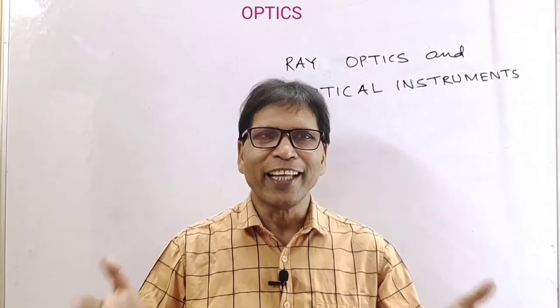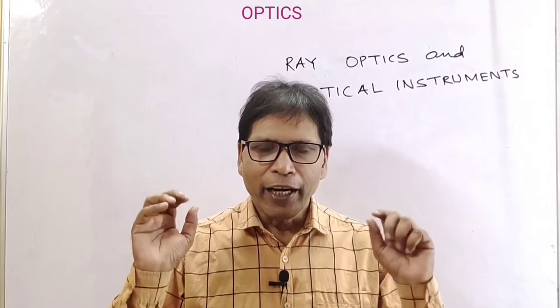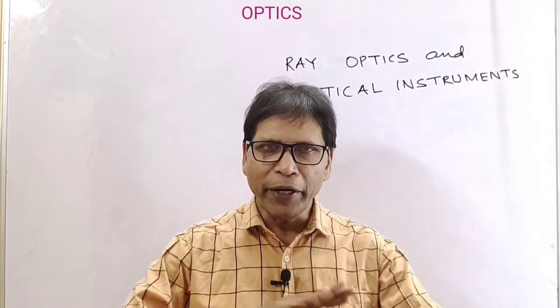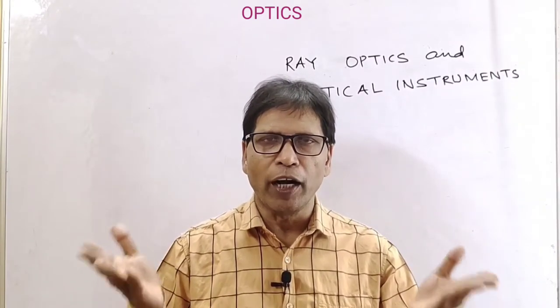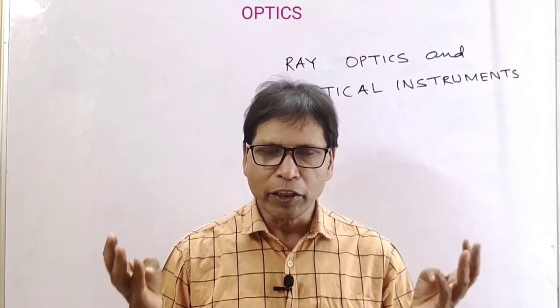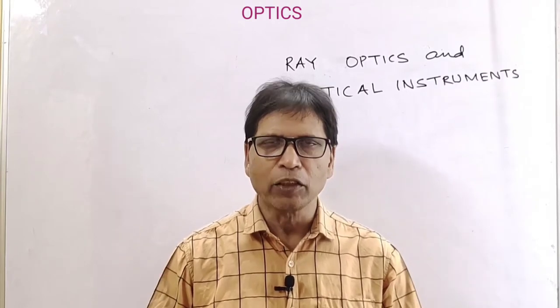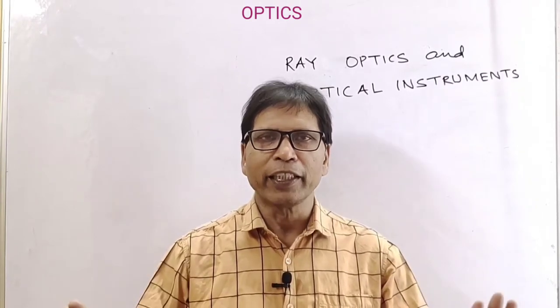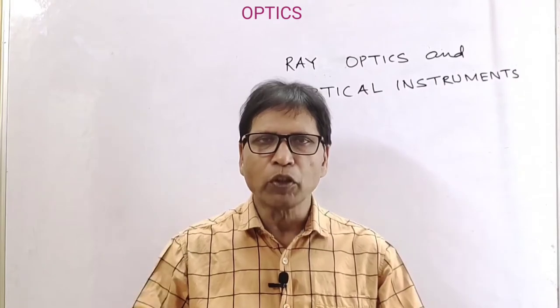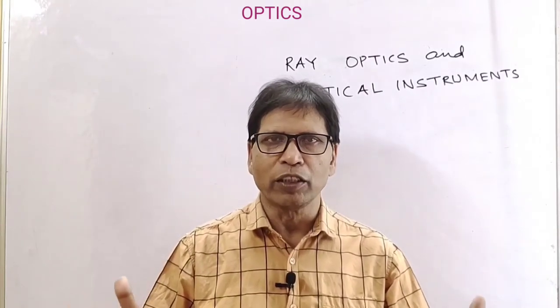Then we proceed to refraction on curved surfaces, lens maker's formula, and different types of numericals on lenses. And finally, optical instruments, that is simple microscope, compound microscope, astronomical telescope, and reflecting telescope. And I will be solving all types of NCERT numericals related to this.